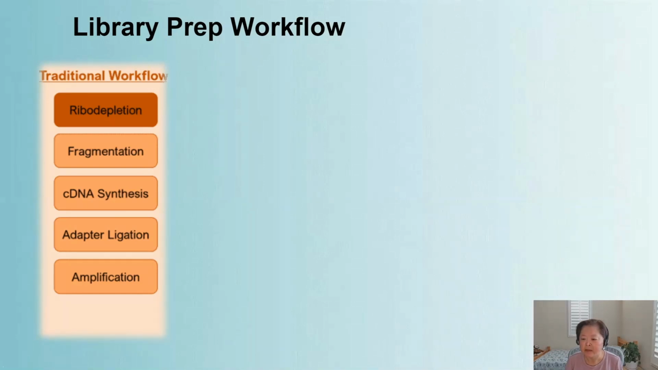Let's first take a look at the typical RNA library prep workflow. It tends to be lengthy with multiple steps, involving the ribosomal RNA removal at the beginning. Then fragmenting the RNA into small fragments, reverse transcription into cDNA, adapter addition through ligation, and finally the amplification to yield sequencing-ready libraries.